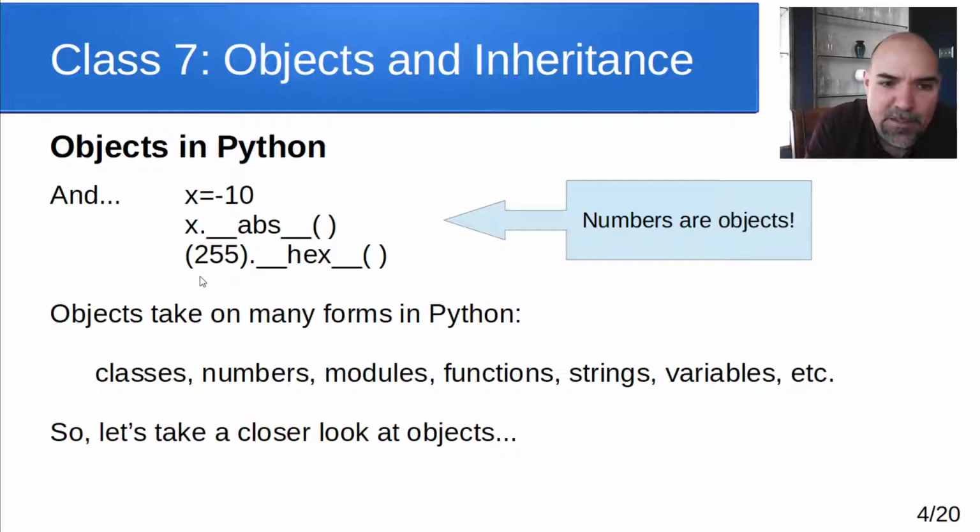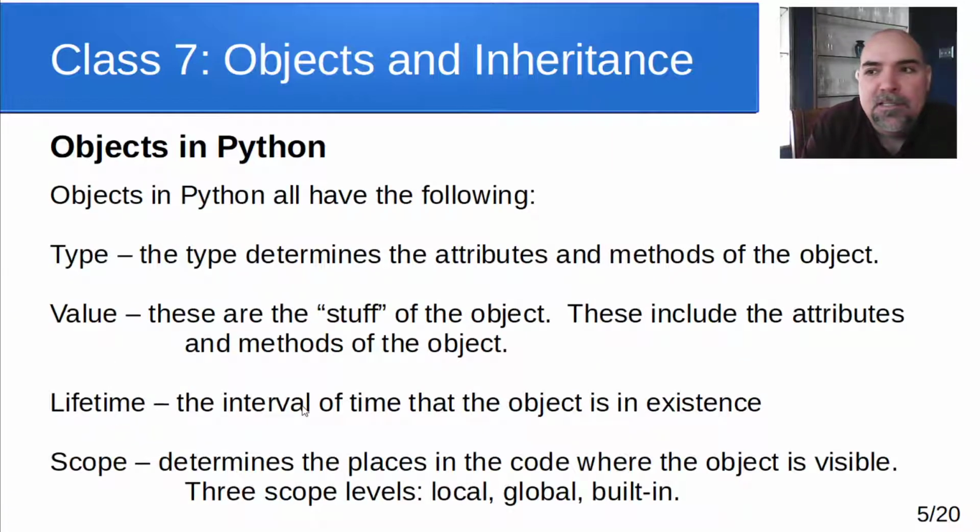These are ints, but you might also have other types of number classes like floats. But the concept I want to drive home is that everything in Python is an object. Objects take a lot of different forms. Classes are actually themselves a type of instance. Numbers, modules, functions, strings, variables, everything. So let's take a closer look at those.